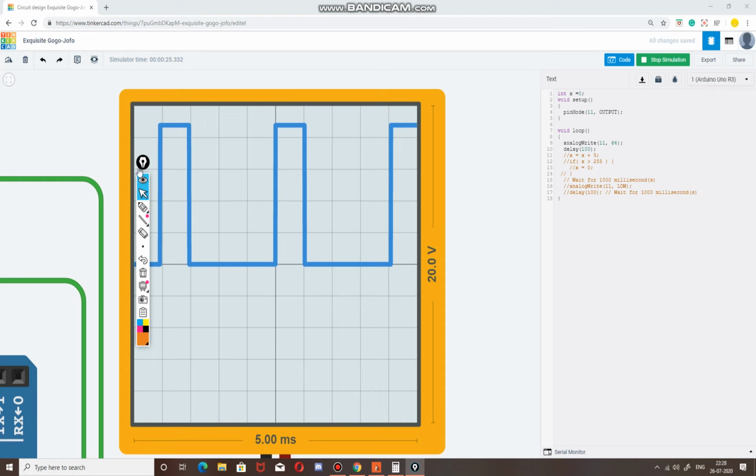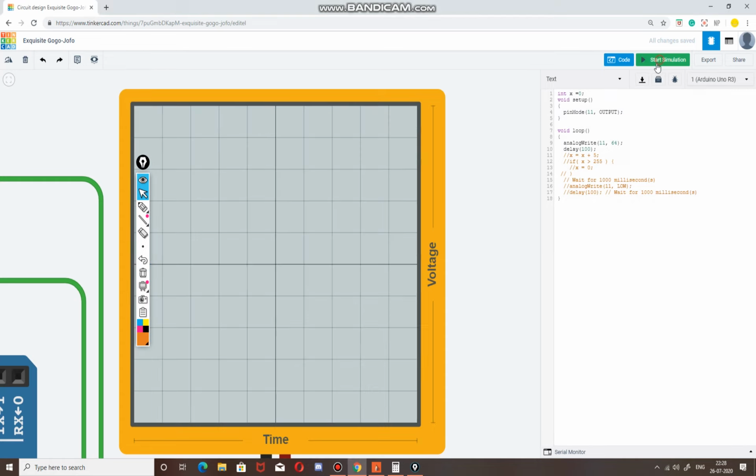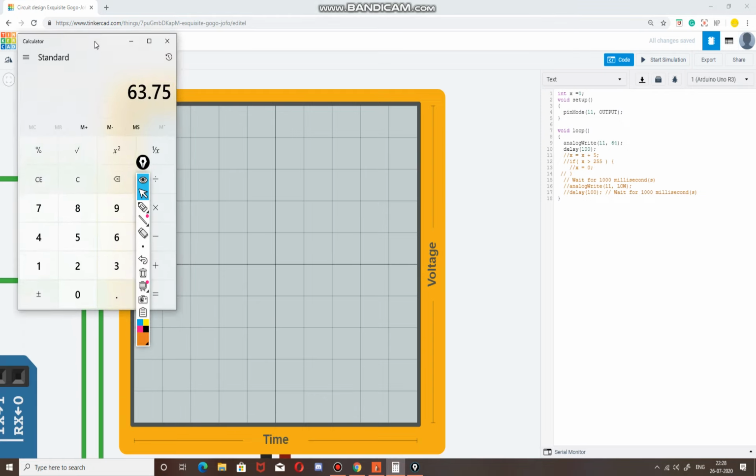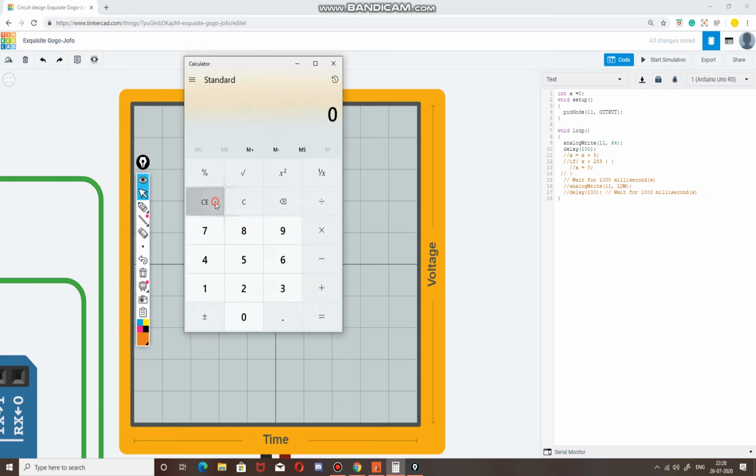Now what I'll do is stop the simulation and then go to the calculator here. So suppose I want the duty cycle of 50%. Again, the duty cycle percentage that I am talking about, 25, 50, 75, it's not necessary that you have to use these three only. You can even use 20. You can even use 1% duty cycle. It's not a problem.